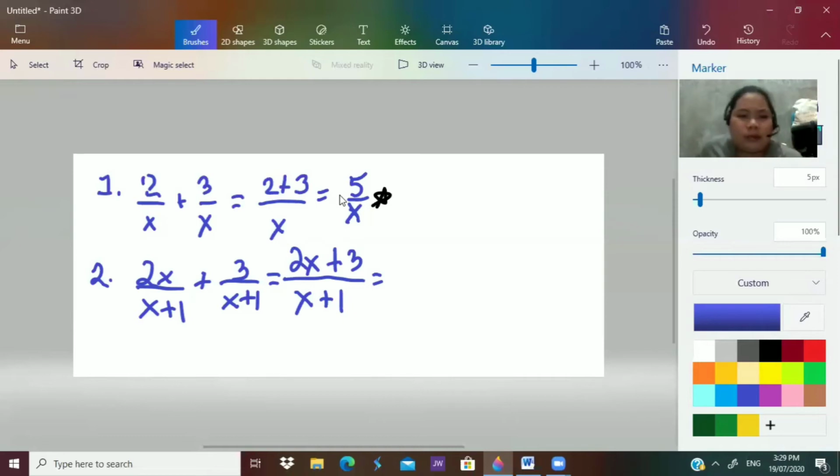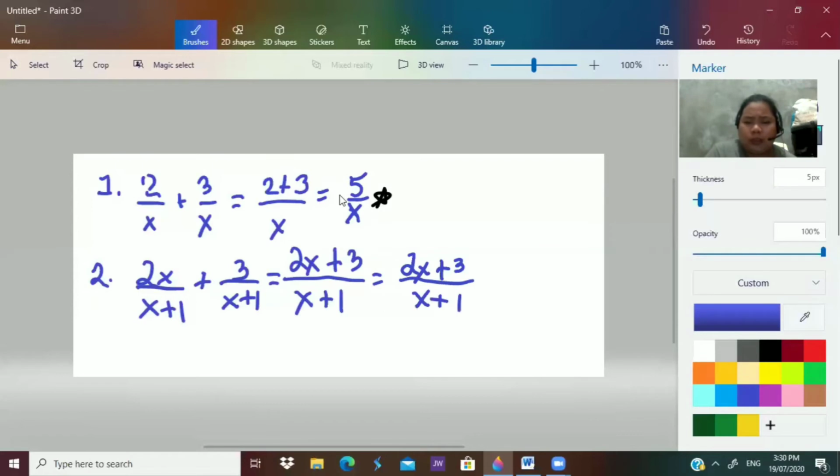So balikan natin yung number 1. Is 5 over x in simplest form? So 5 over x is in simplest form because they are already relatively prime. Kasi ang common factor na lang ng 5 at ng x ay 1. So how about this one? 2x plus 3 all over x plus 1. So we cannot add 2x and 3 because they are not similar terms. So therefore, the answer is just 2x plus 3 all over x plus 1.